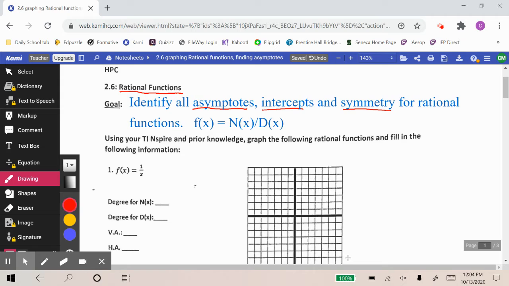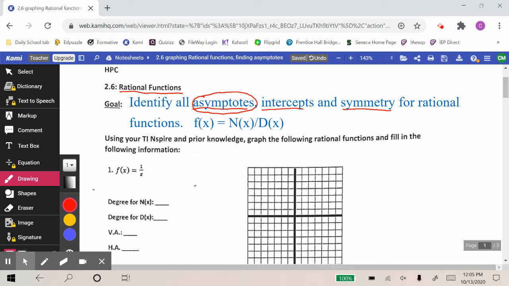All right, the big thing with this is asymptotes. We'll come up with a conclusion, if not in this video, then probably at the beginning of class, on how we get the VA and the HA for all of these. And we know how to do intercepts and symmetry.